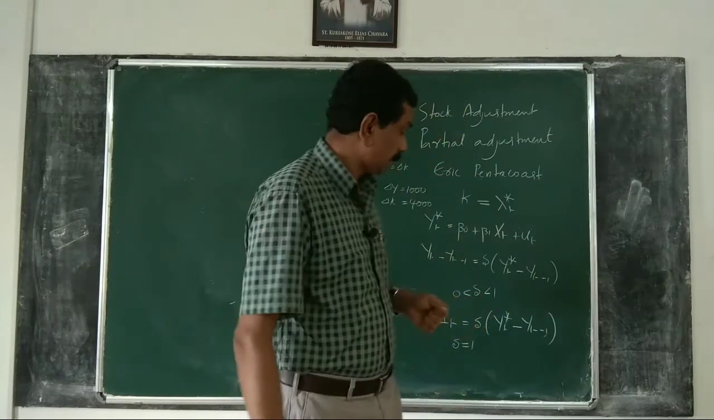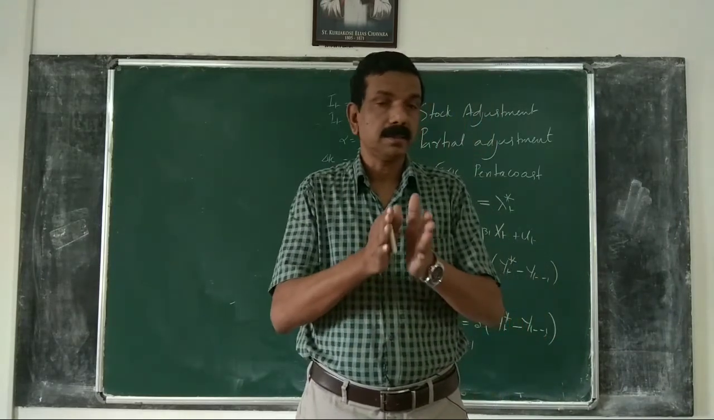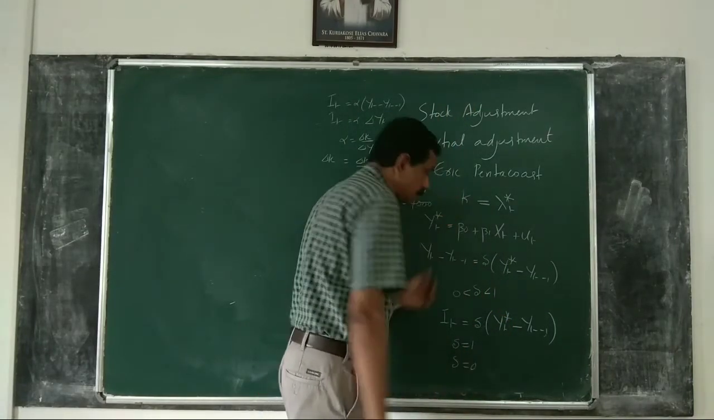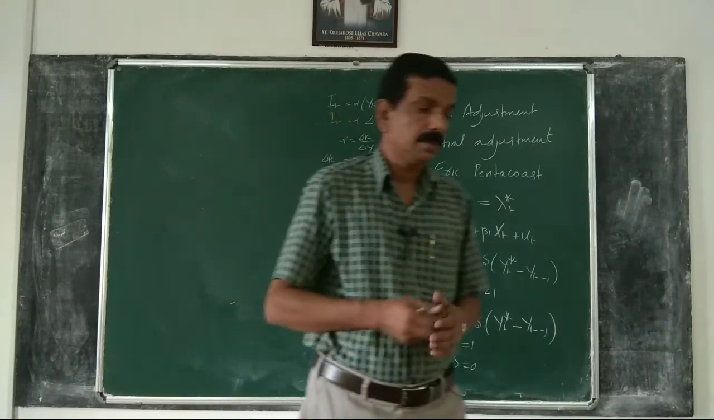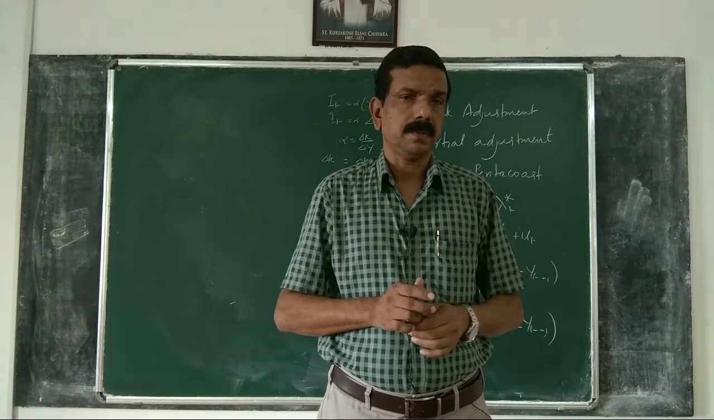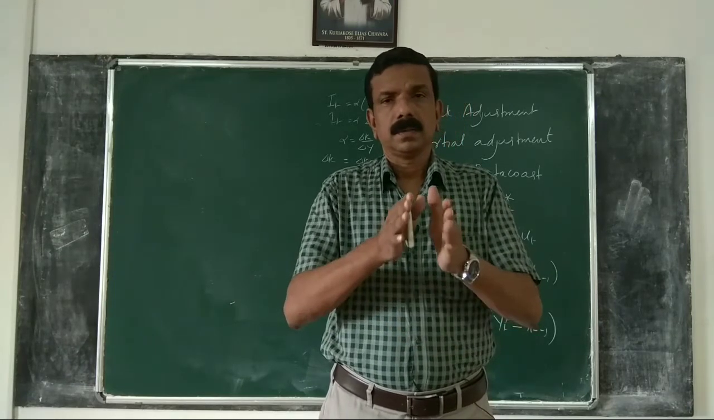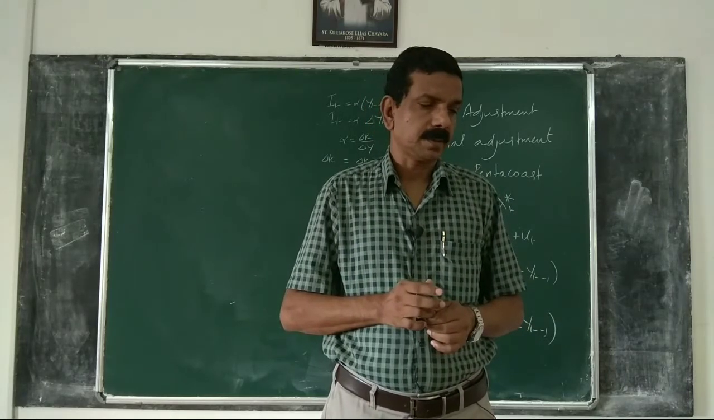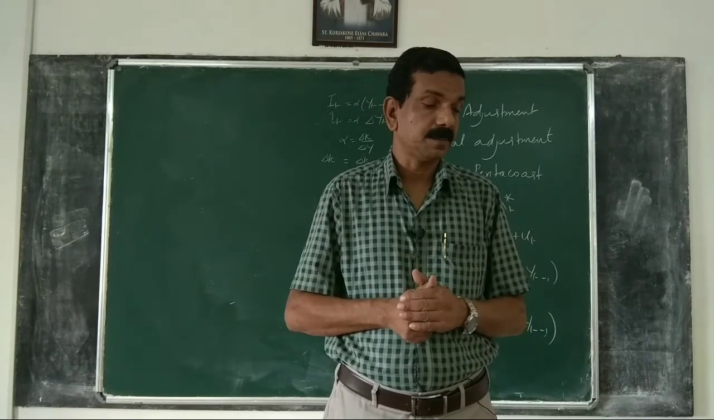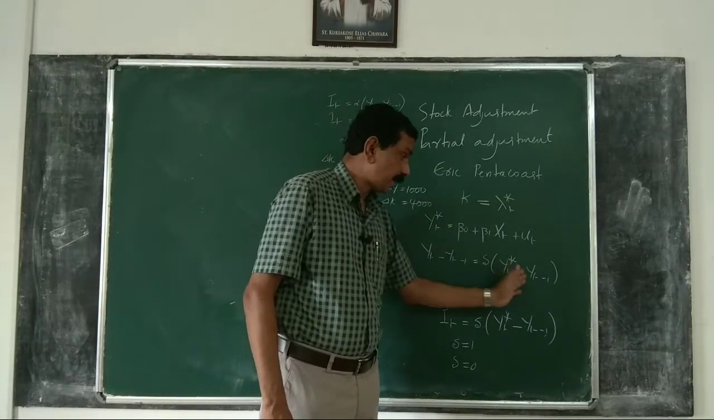Anyway, before that, if delta is equal to 1, then actual change is equal to desired change. Adjustment is instantaneous. If delta is equal to 0, then actual change is 0. There is no change in capital stock from one time period to another period. And we assume that typically delta lies between 0 and 1. Now, the reason is that there is a gestation period in all the investment projects. And also, there are administrative and financial problems in all investments, so that actual change is only a fraction of desired change.